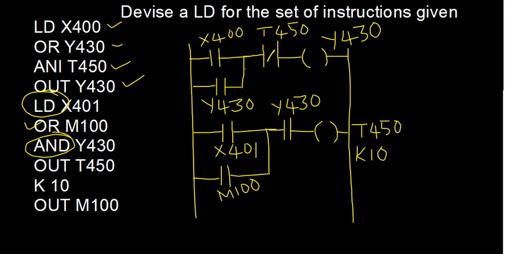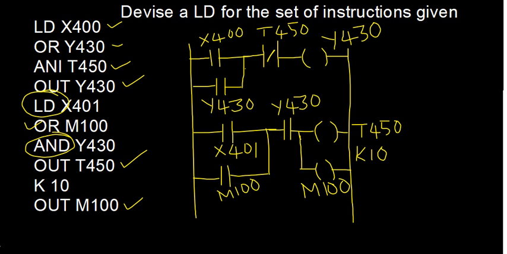Then out M100. So now when you have out M100, you will have M100 coming here only, because you have got two outs here. One is this and another is this. So both should come in parallel. So that means this is your M100.